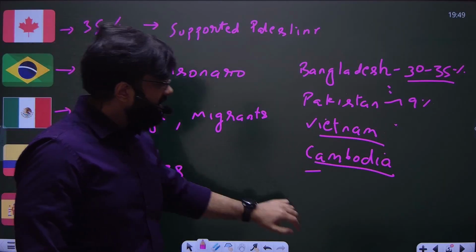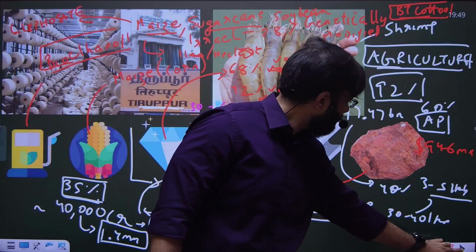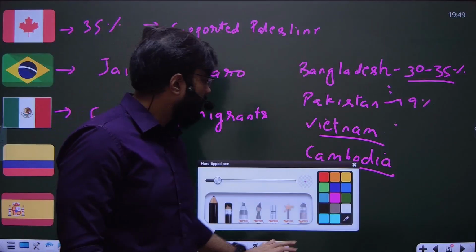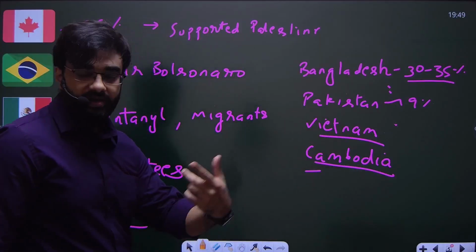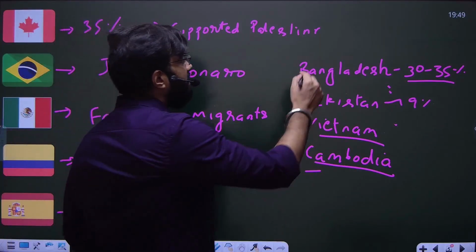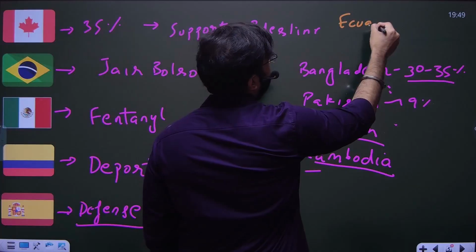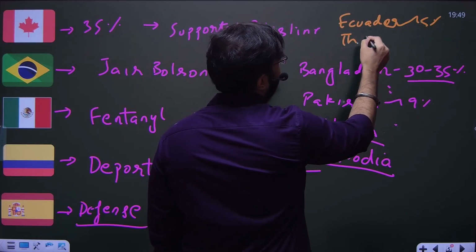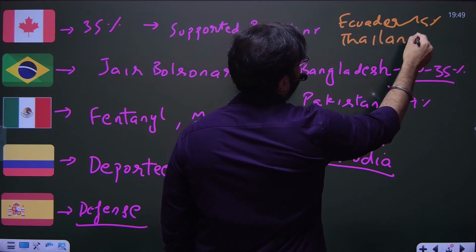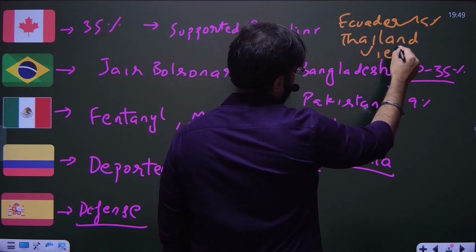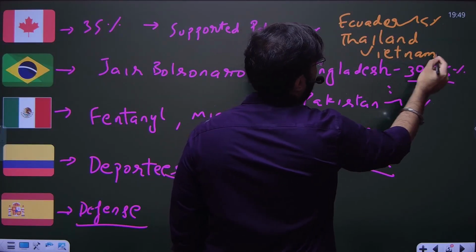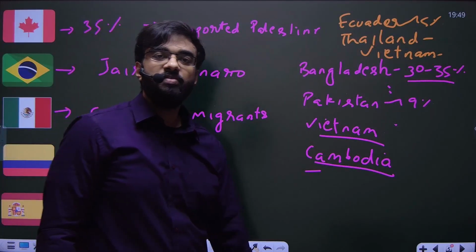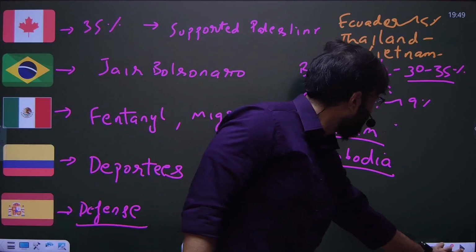Similarly, if we talk about the seafood industry, I have told you how important India's exports are in terms of seafood. Other countries like Ecuador with 15% tariffs, then Thailand, Vietnam, are also major exporters of seafood. Now they will be the preferred destinations for import.